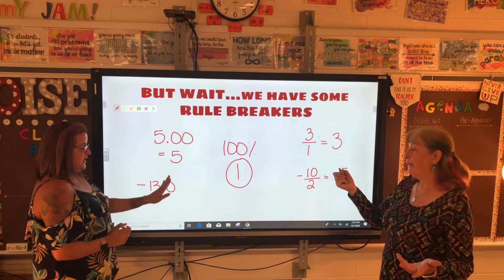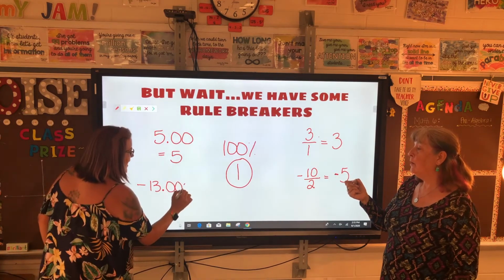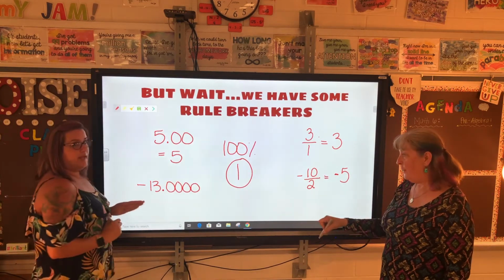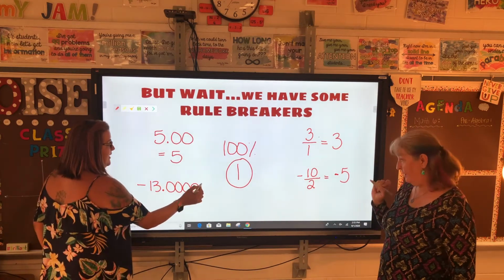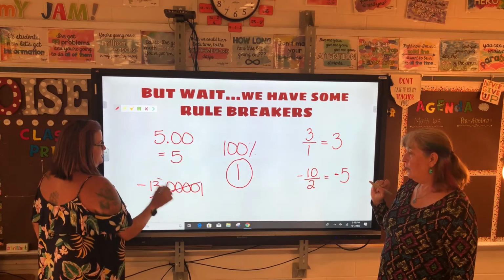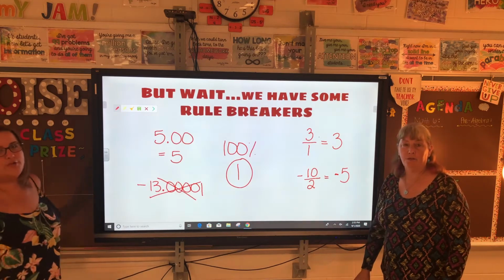Integer, right? That's just a placeholder. So as long as I keep adding zeros, nothing. Integer. The minute I added another number, oh no, not an integer. Not an integer. Crazy.